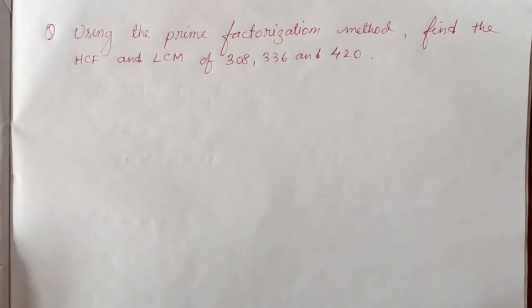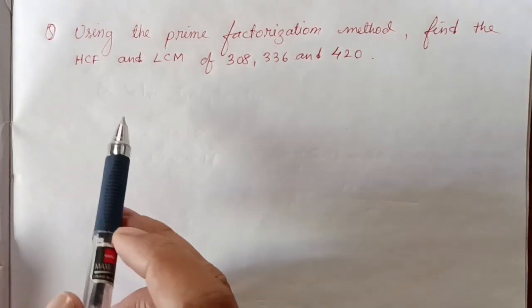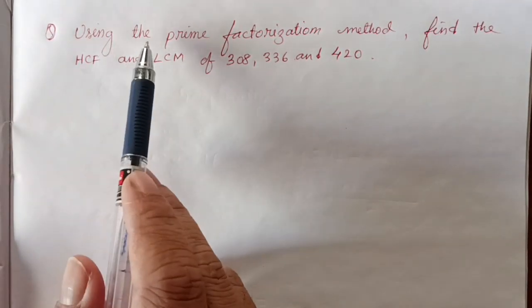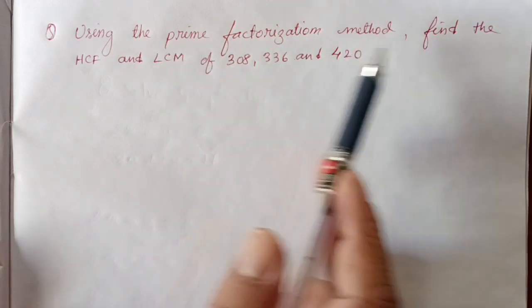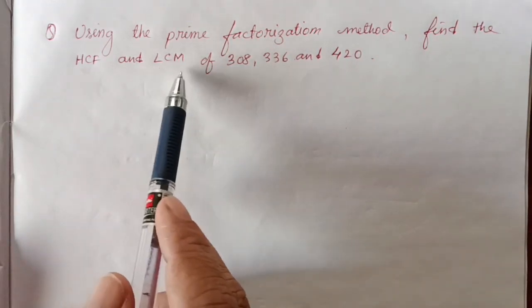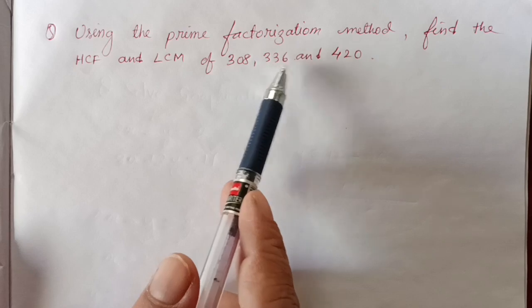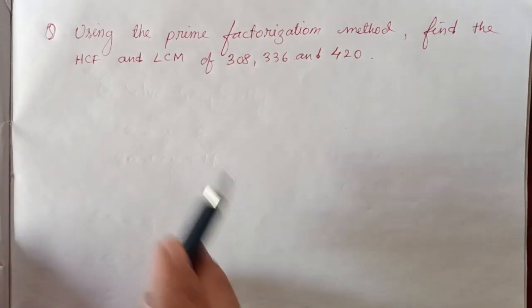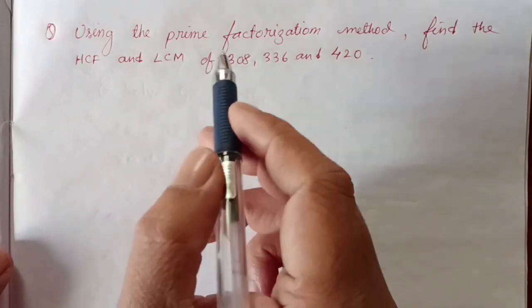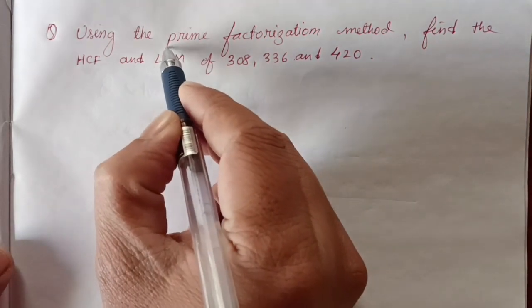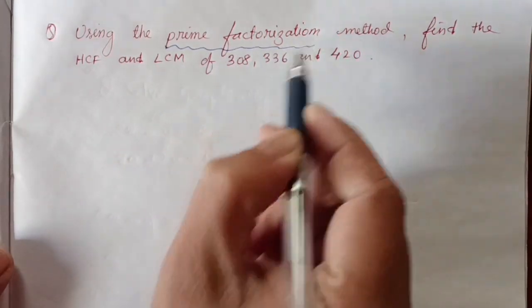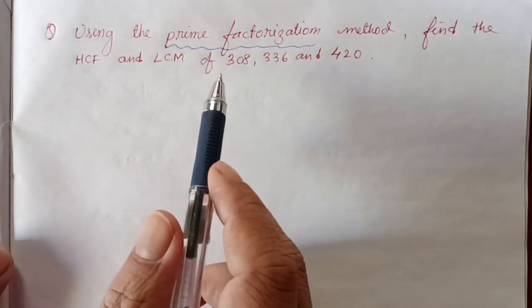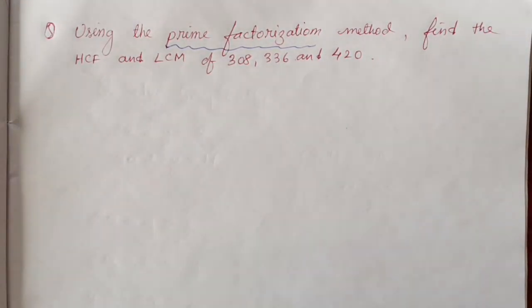Okay, students, today let us learn questions like: using the prime factorization method, find the HCF and LCM of 336 and 420. Before we do this question, let us know what prime factorization is and how to do it, because some of us don't know the basics.